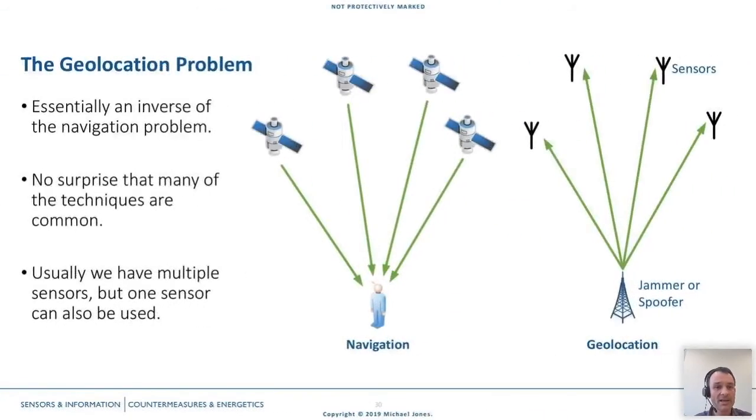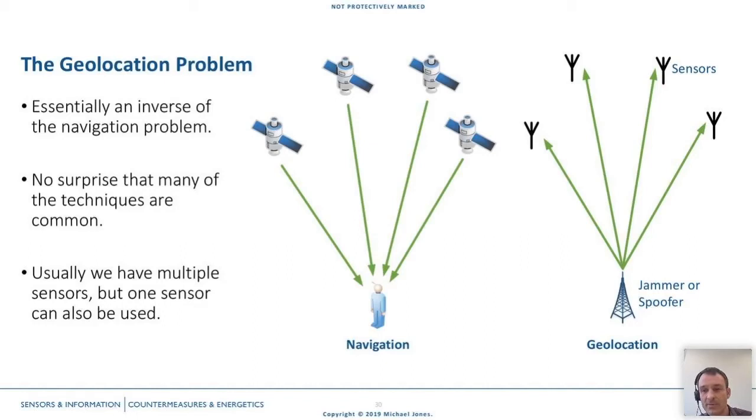So it's a bit of a whirlwind tour, but let's first talk about what we mean by the geolocation problem. You can think of it as an inverse to the navigation problem. If you look at the left-hand diagram there, that's what we mean by satellite navigation. You've got a single user in this case that's navigating from a variety of transmitters, in this case satellites. And the geolocation problem is the inverse of that on the right-hand side, where we have a jammer or a spoofer, some kind of interference, and we're going to use an array of sensors to try and receive that signal and geolocate it.